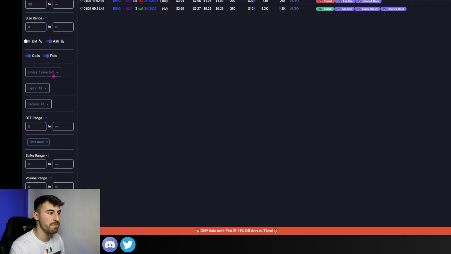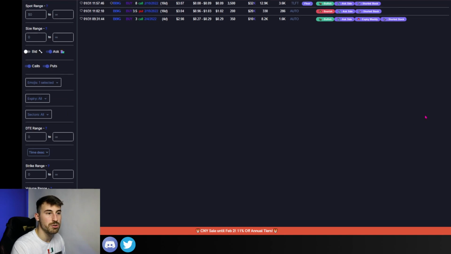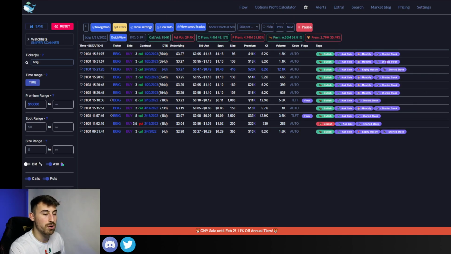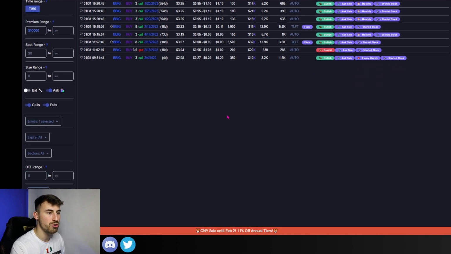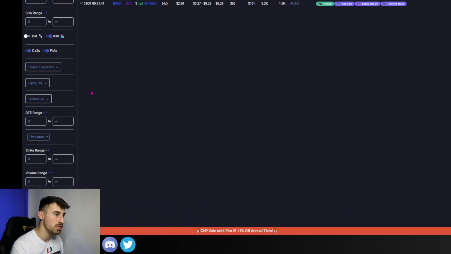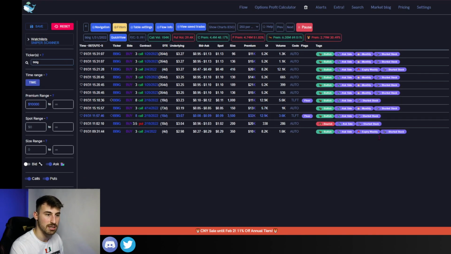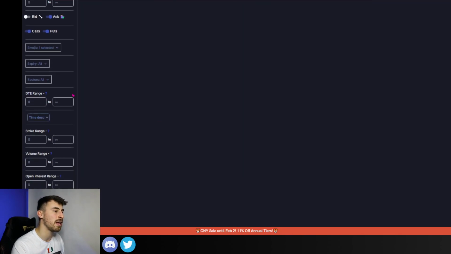Then they also have different filters right here, the emojis, so you can unclick and click different emojis that are in here. For example, BBIG is a shorted stock. If you don't want shorted stocks to come into your filters, you can filter them out in the emoji section, as well as any other emoji that you see in this corner right here. A lot of the times I'll filter out things like ETFs, indexes, stuff like that.